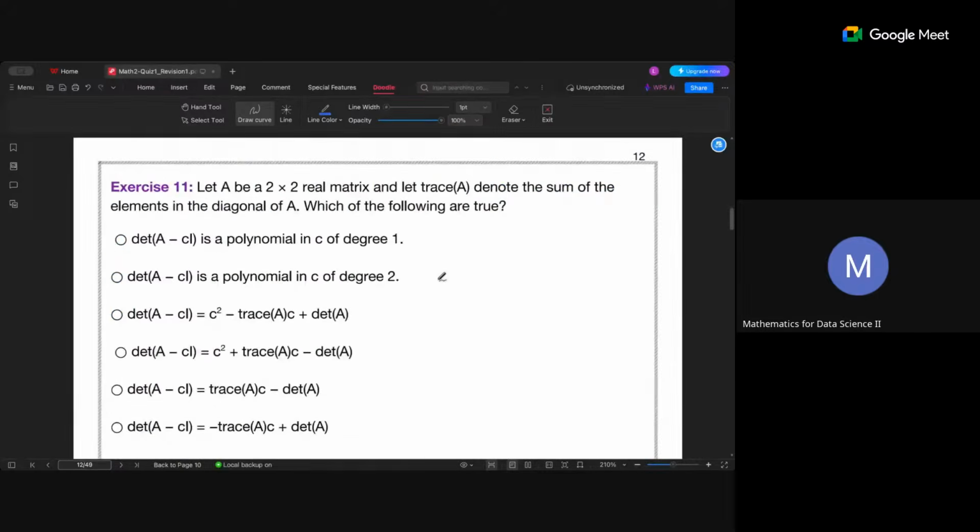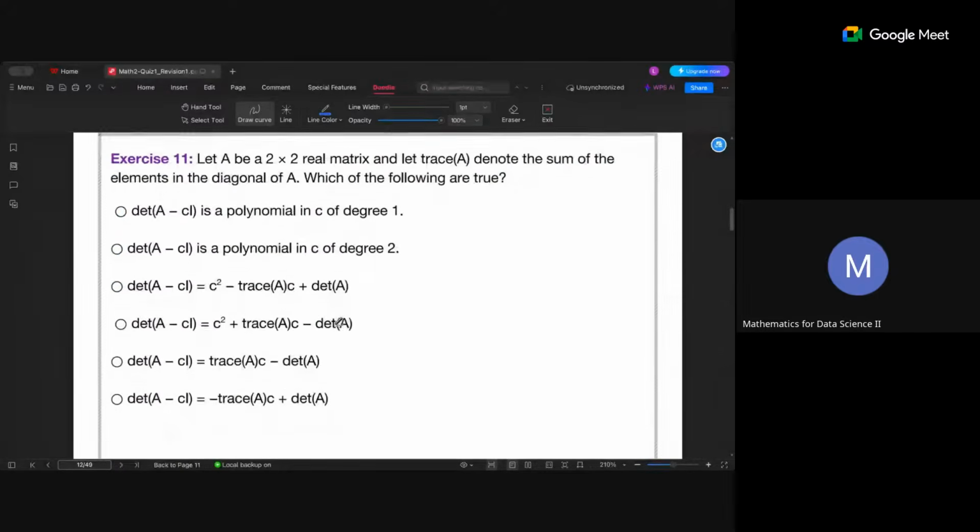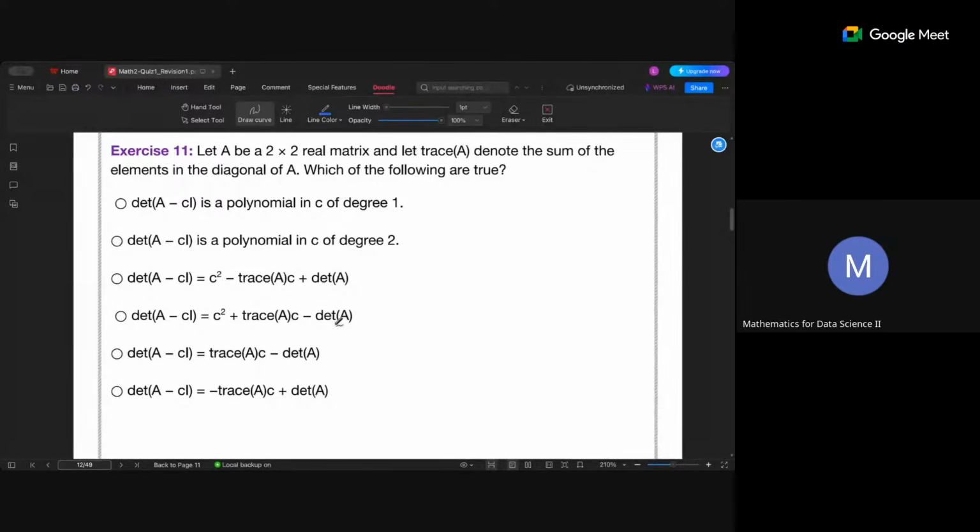Okay. So this is a problem which is just about understanding what trace and determinant are. What is meant by trace? Sum of the diagonal elements. Suppose A is a matrix with entries A, B, C, D. What is trace of A? A plus D. What is determinant of A? AD minus BC.